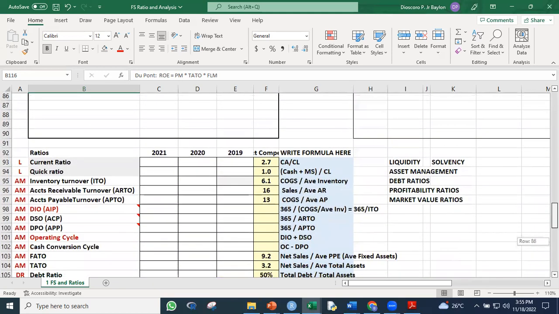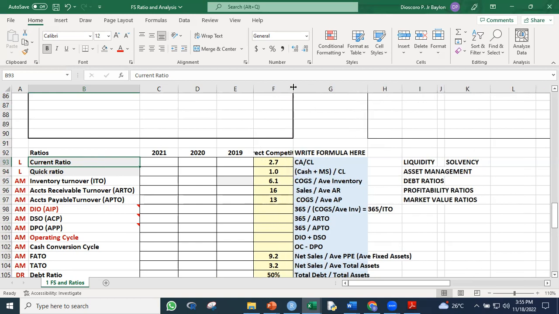Okay, so start lang natin to, class, itong liquidity ratios. Liquidity ratios is a measure of what? It's a measure of the capability of the firm to pay off its current obligations as they fall due. Okay, so how capable is the firm in paying its current liabilities? Yun ang mini-measure ng current ratio. And you have the formula here. It's current assets divided by current liabilities.